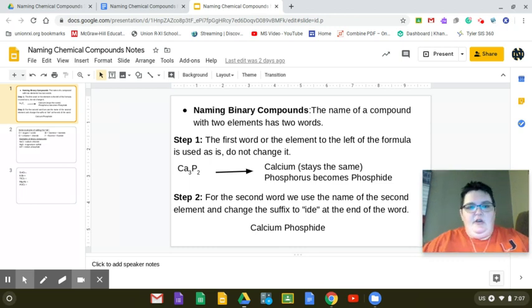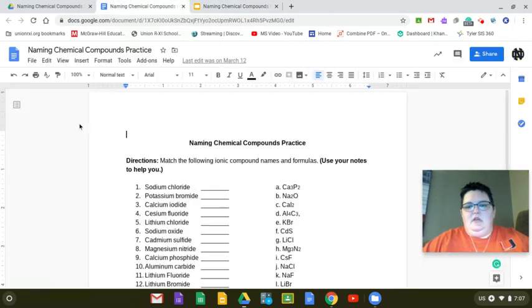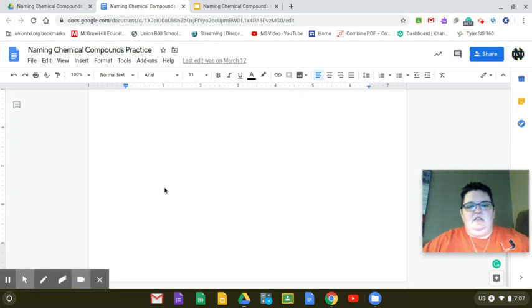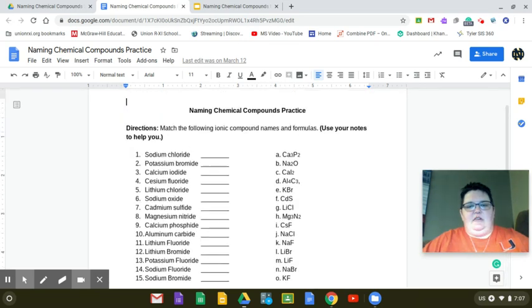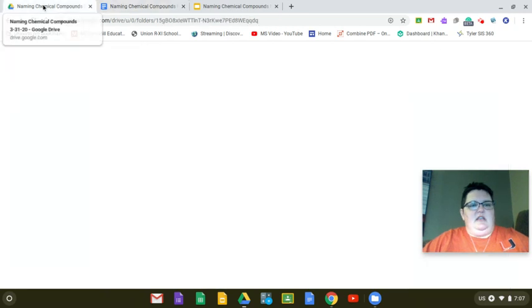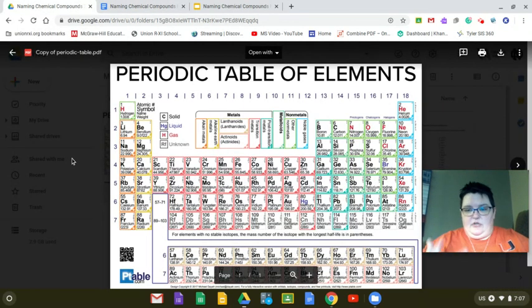Okay, so today we are looking at what are called naming binary compounds. The things that you're going to need for today's assignment are the notes here, which I will go over in just a minute, the assignment itself, which is this here, and we'll go over that a little bit more later on. And then you will also need the periodic table, which I'm going to have shared with you as well. You've had it before, but it'll be there again for you.